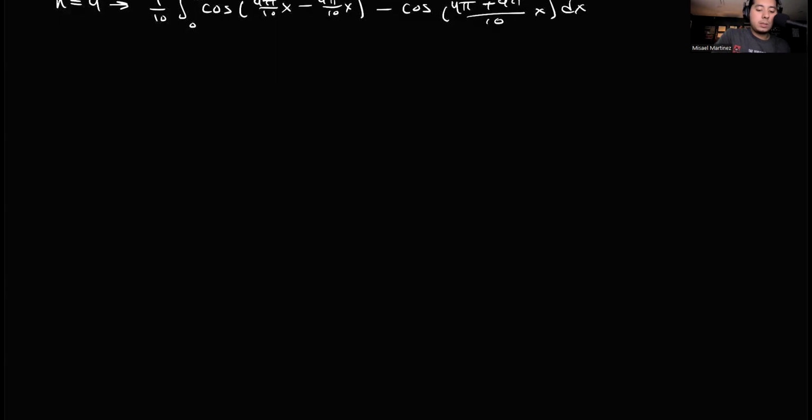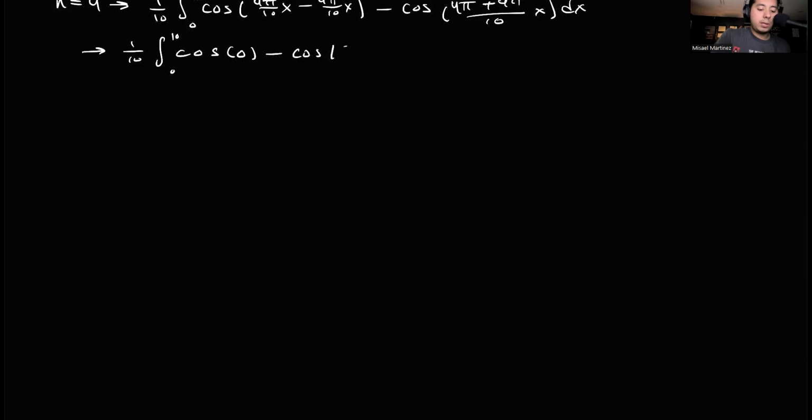Same thing, right? So from here, we're going to get 1 over 10. And look, we have 4 pi minus 4 pi, that's 0. So we have cosine of 0 minus cosine of 8 pi over 10x. So we can rewrite this as 1 over 10, 0 to 10. And what is cosine of 0? Well, that's 1 minus cosine of 8 pi over 10x.